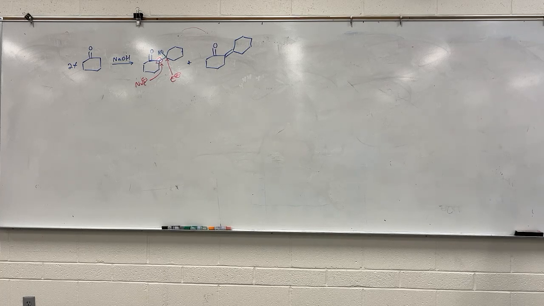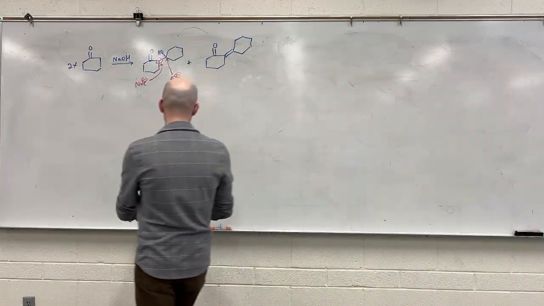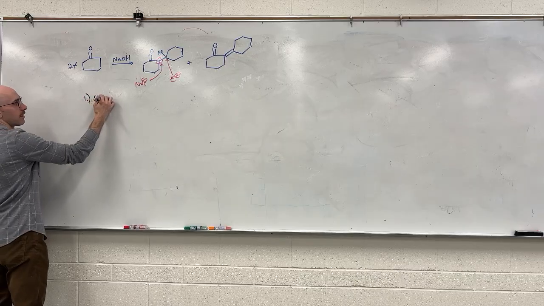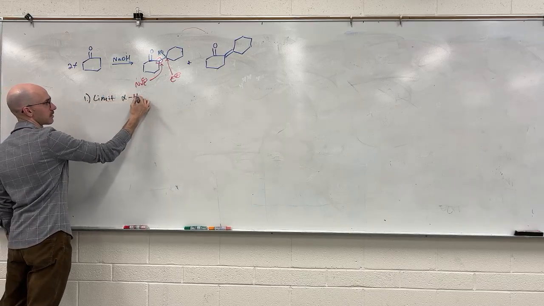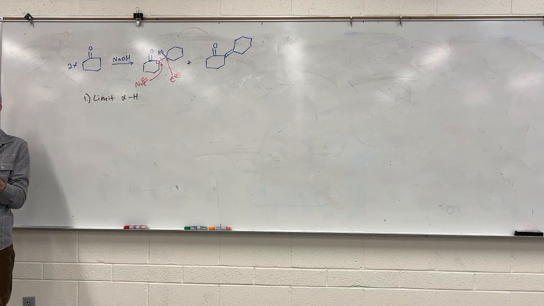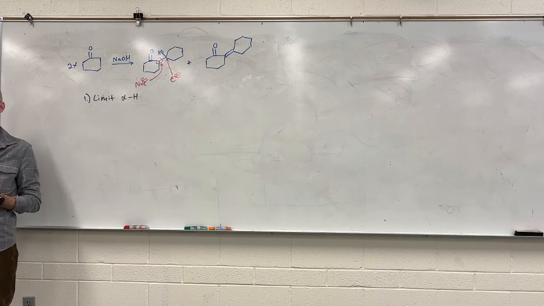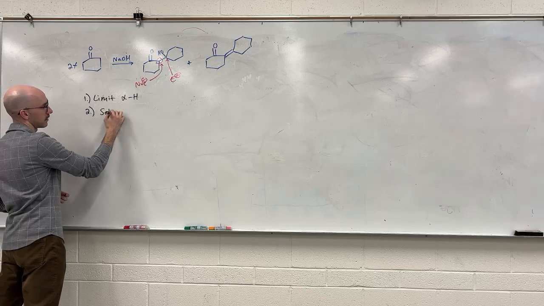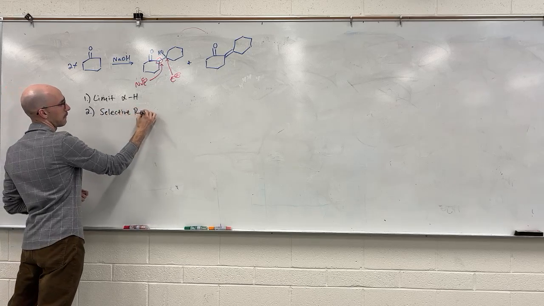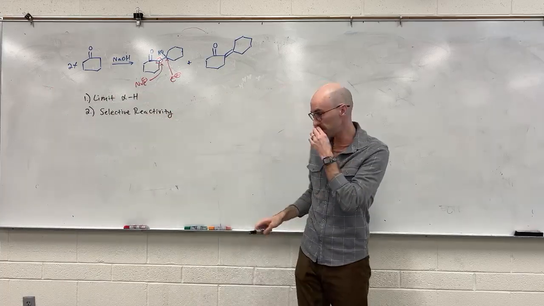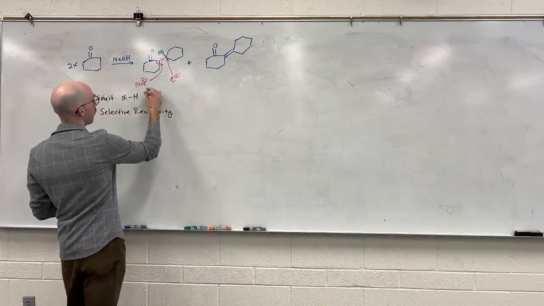So we devised some rules that we can use to limit crossed aldol products. Our first rule was limit alpha hydrogen positions. If only one of my carbonyls can become a nucleophile, then I have much fewer crossed products to have to deal with. Our second rule was selective reactivity. Make one carbonyl far more reactive. And if you can, do both.